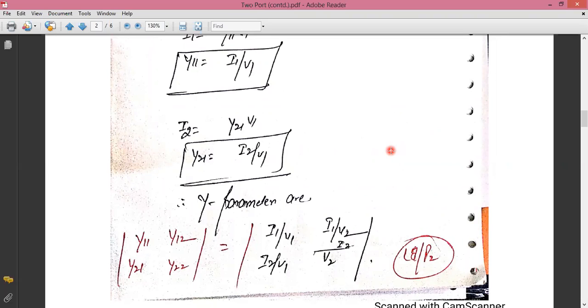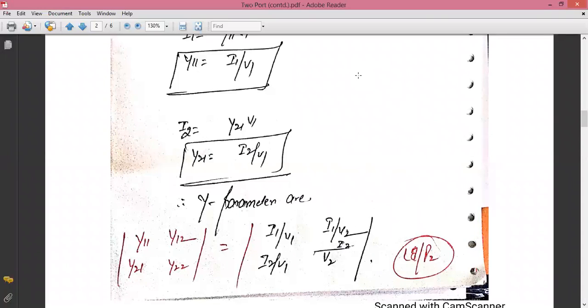Clear? And one of the most important things: every parameter is a constitution of four main things. Like in case of a Z parameter, the four main constituent parts are Z11, Z12, Z21, Z22. In the same way, for Y, you have Y11, Y12, Y21 and Y22. So every parameter is basically the combination of four other parameters. Clear? Yes, sir.